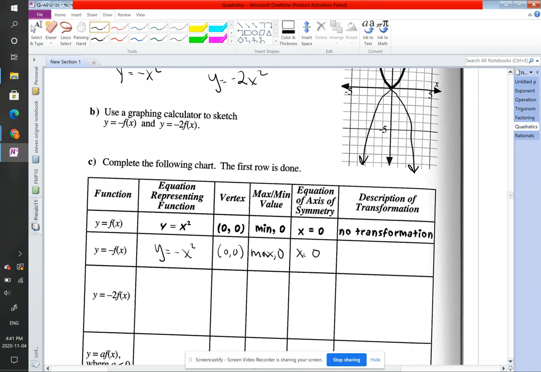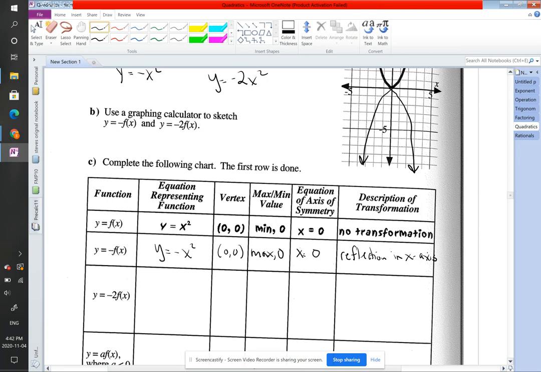And we had a reflection in the x-axis. So if you look at that graph, it's like there's a reflection about the x-axis. The x-axis is the edge of the water, and you can see that it looks like it's a reflection. It's upside down.